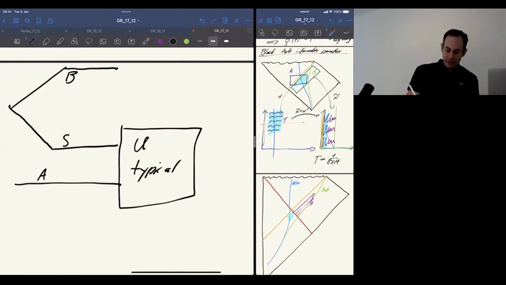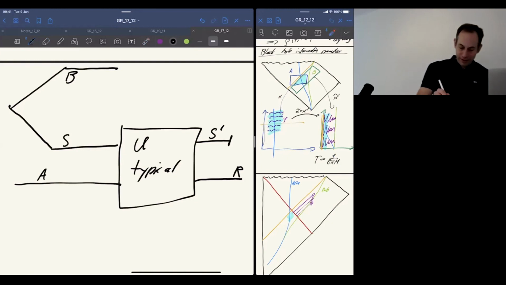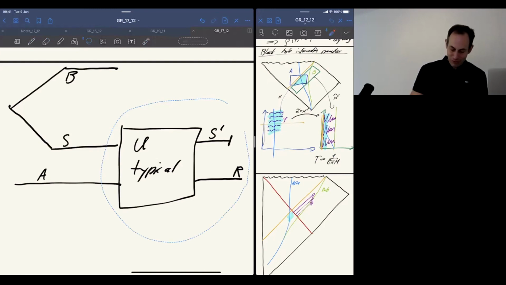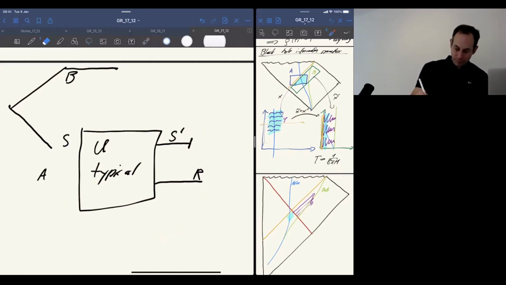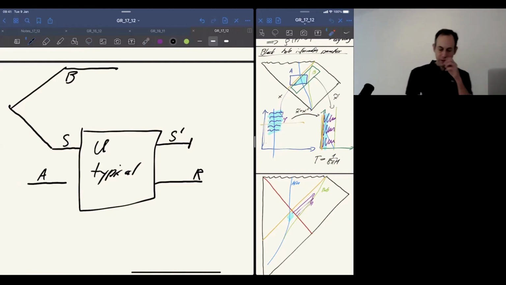Now let's assume that after the unitary, there's still something coming out, which I call S prime, and something else coming out, which I call R. Oh, okay, I have not enough space. I'm sorry, I need to move this all a bit over. There's the system S and there's the system A coming in.